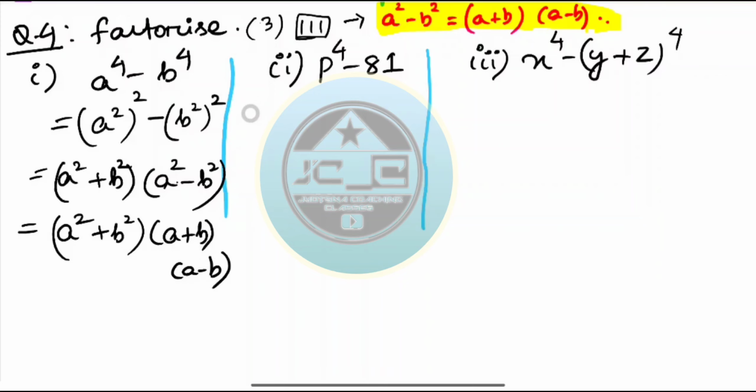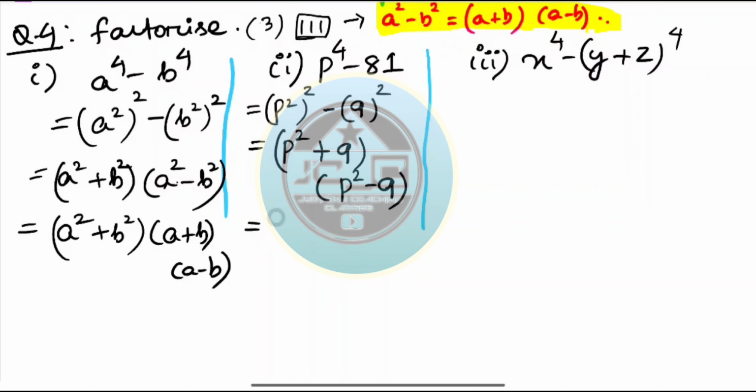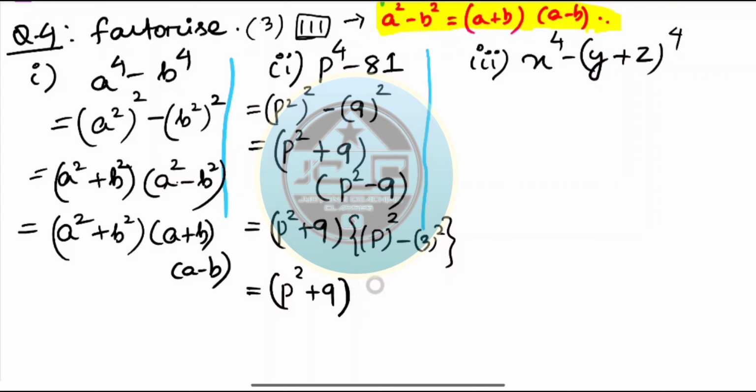And now let's have this one. This one is also kind of similar to the first one. So p to the power 4 means p square whole square minus 9 whole square. Now you tell me, this is a square minus b square, so p square plus 9 whole into p square minus 9. The same thing, p square plus 9 can be written as it is, but p square minus 9 should be written as p square minus 3 whole square. Clear? Now this is p square plus 9, this is p plus 3 into p minus 3, right? This is the final answer.